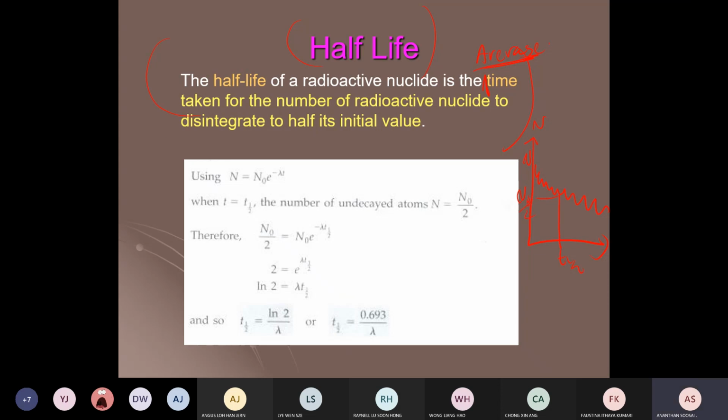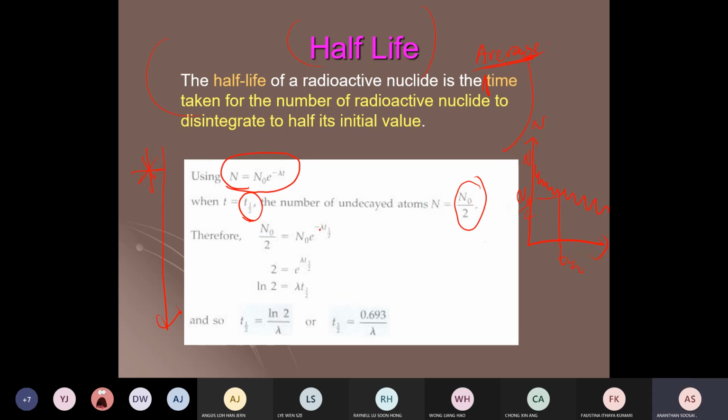So far, the derivations of the first two equations you don't need to know, but the derivation for half-life is in your syllabus, so you have to know it. The half-life formula is discovered by using the second formula, N equals N naught e to the negative lambda t. When the time is the half-life, the N remaining is N naught over 2, half of the original number of particles, correct?